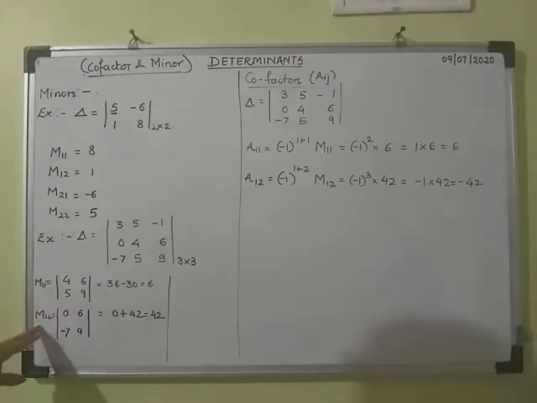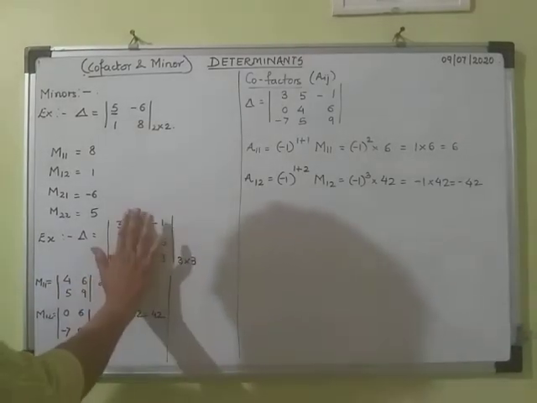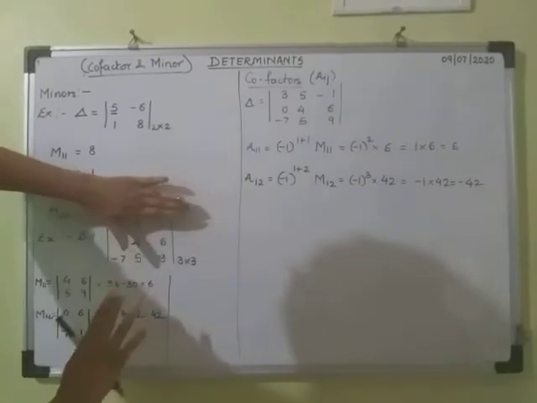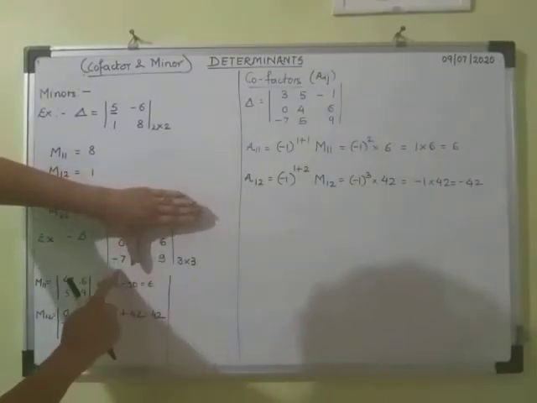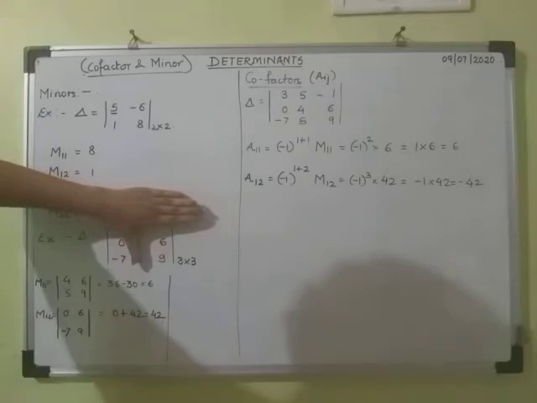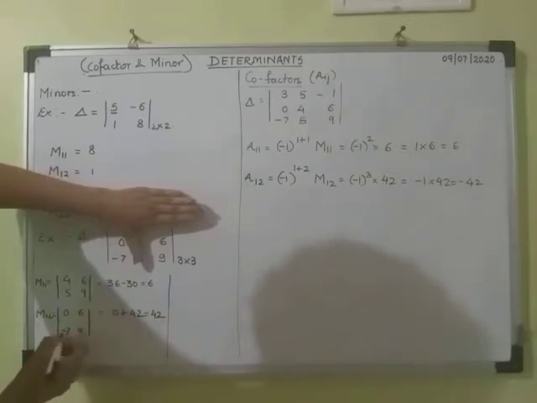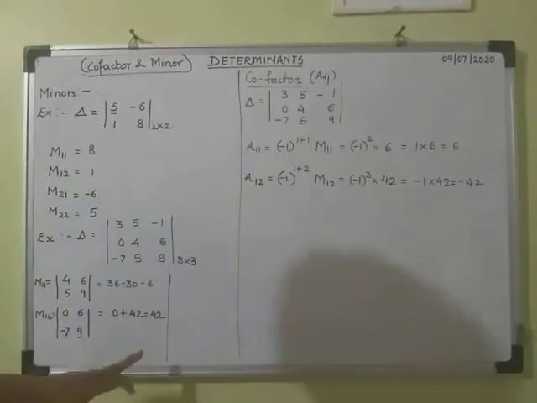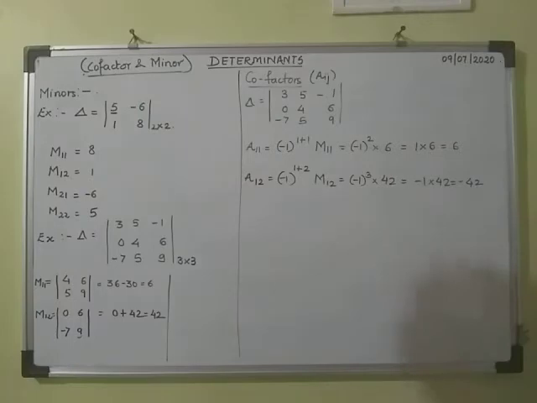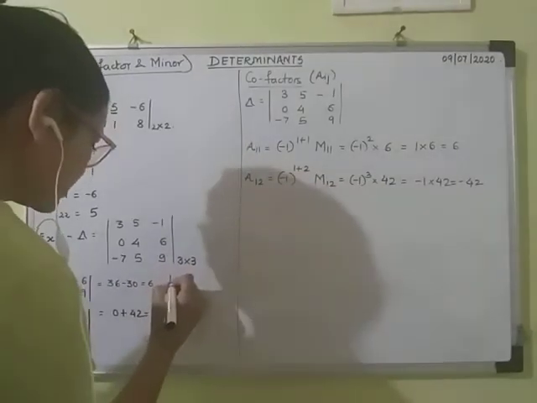Same way M12, first row, second column. You eliminate the first row and second column, and whatever remains, write it in determinant form and evaluate. The 0 9s are 0, and this is minus 42 with a minus sign, so plus 42. Like this we have to find it for all elements. One more I will evaluate for you.